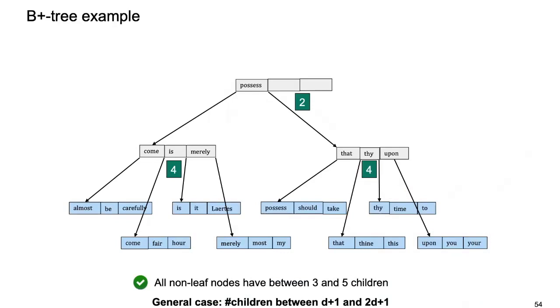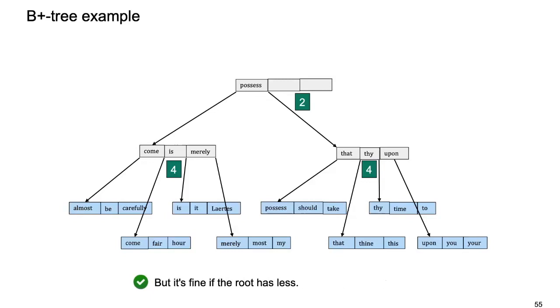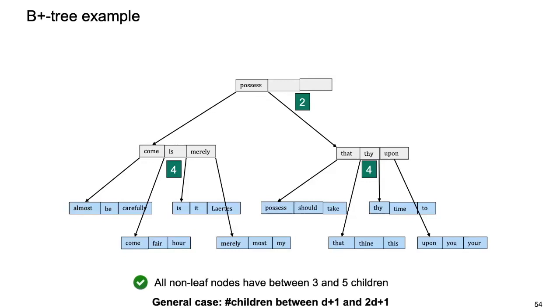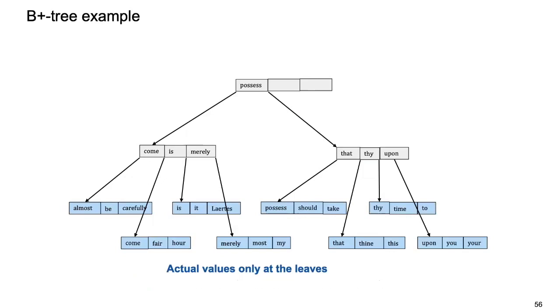Second, there are some conditions on the size of these blocks, and in that case, they have between 3 and 5 children. You can check: 4 here, 4 here, except the root, which might have fewer. So the root has only 2. In the general case, 3 and 5 is an example. In general, you can take d plus 1 and 2d plus 1, and put any value of d here. Okay, and again, it's fine: the root can have fewer than 3.